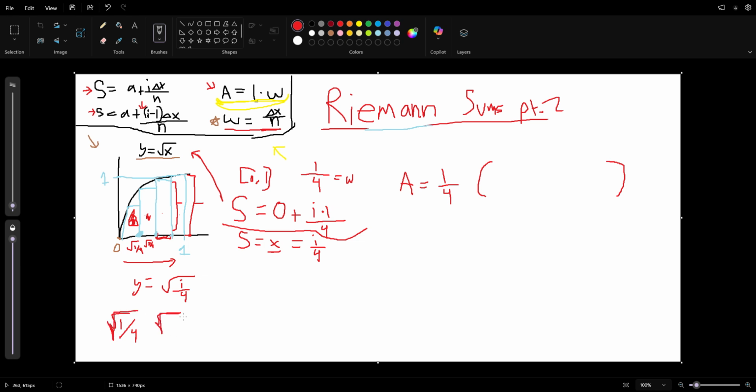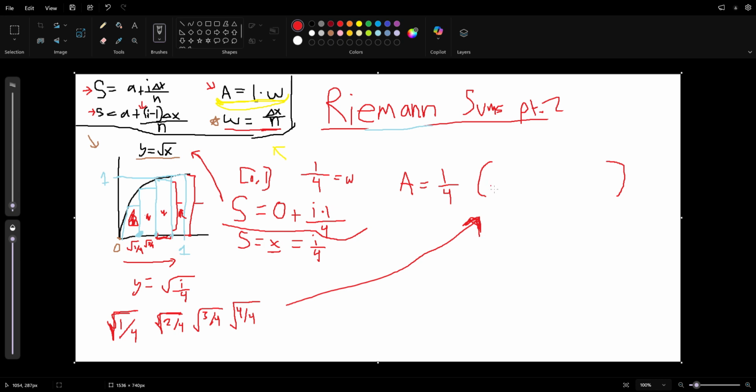Root 2 over 4, because it's the second rectangle. Root 3 over 4 is the third rectangle, and lastly root 4 over 4 because this is the last rectangle. So now that we have all the rectangles taken into account, we can plug them into this right here. So we have to add all of them because we're using sums, and that's the main part of this unit.